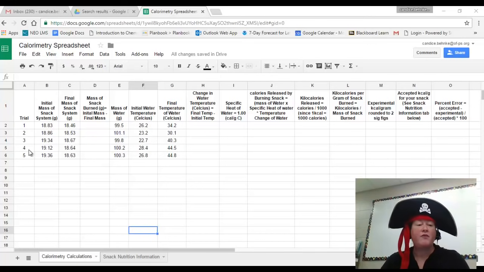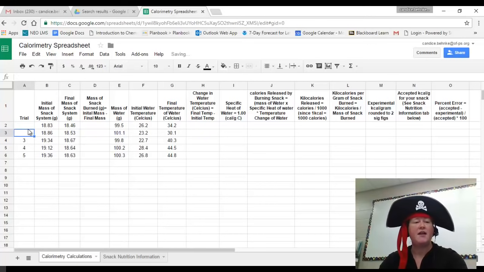You may have more than 5 trials. You may have less than 5 trials. But however many trials you have is where you want to start with this spreadsheet today. So you all have a spreadsheet that has all of the same headings on the top. What you need to do now is put your trial numbers in, and I will show you a little trick.